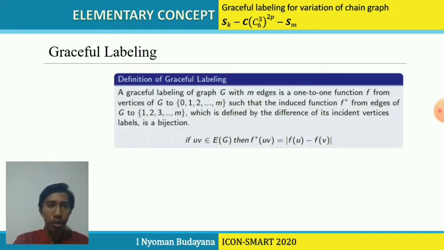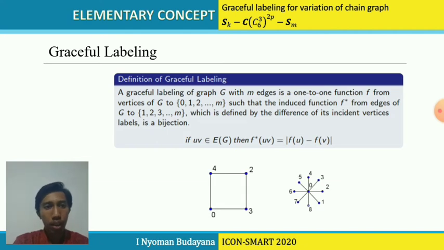A graceful labeling of a graph G with m edges is a one-to-one function f from the vertices of G to the set of numbers 0 to m, such that the induced function f star from the edges to the set of integers 1 to m, defined by the difference of each incident vertex label, is a bijection. And this is an example of graceful labeling in a graph.